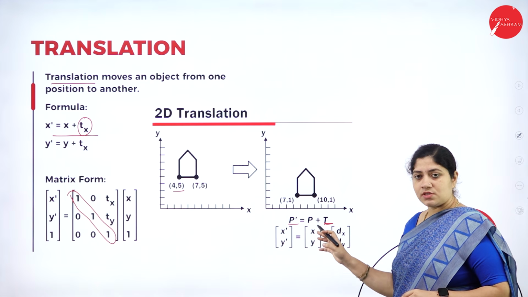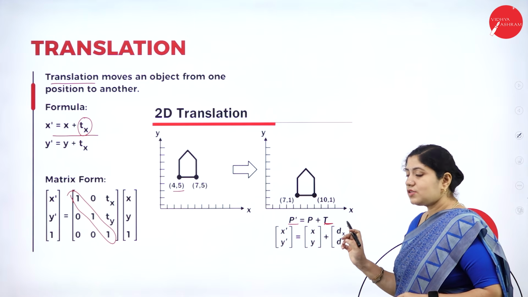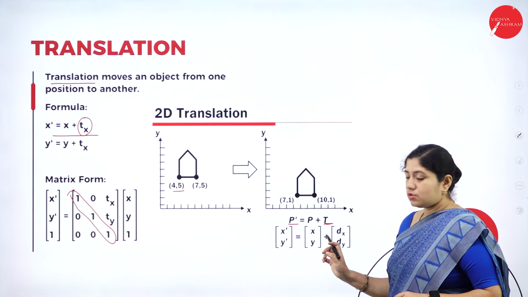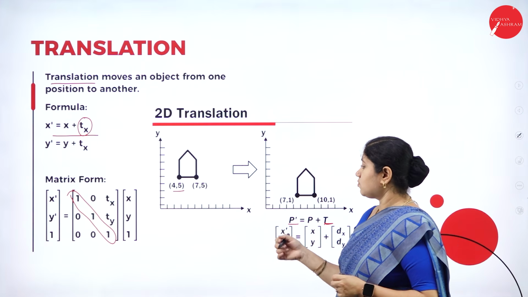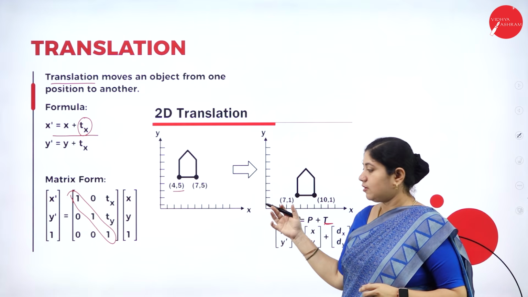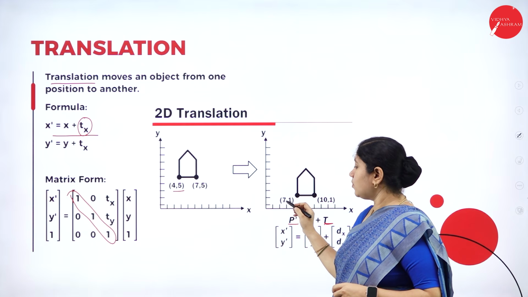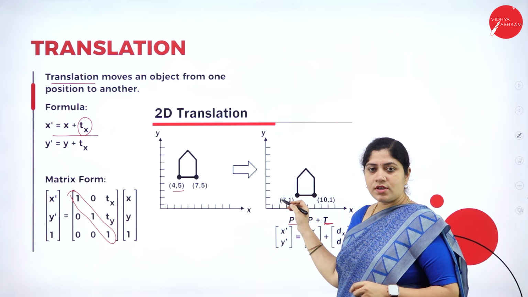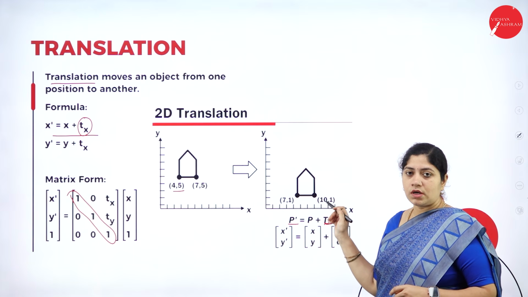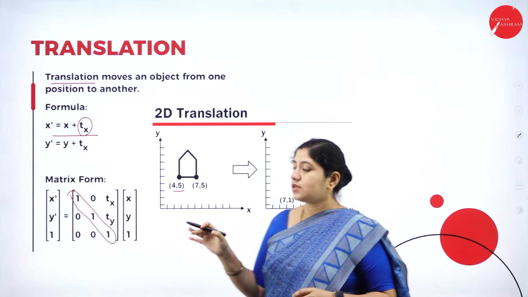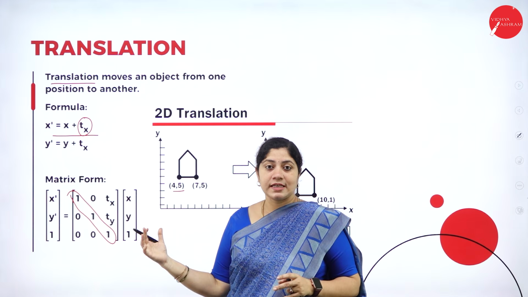x' y' equals x y plus dx and dy. Through this, we get a new value of x y, that is the completely translated value of the complete object, which results in the starting point being 7, 1 and the ending point being 10, 1. So this is a complete basic translation.